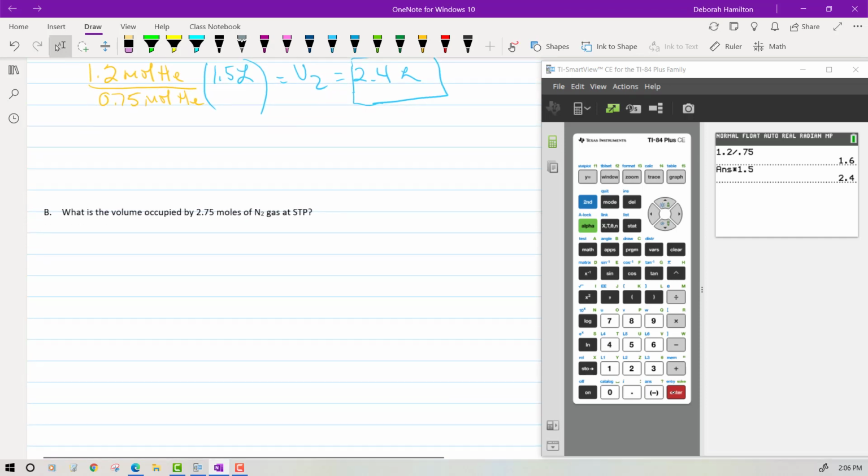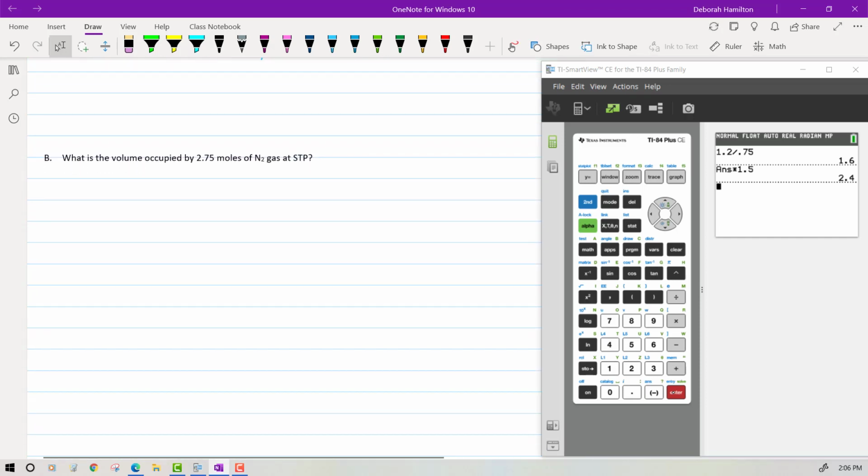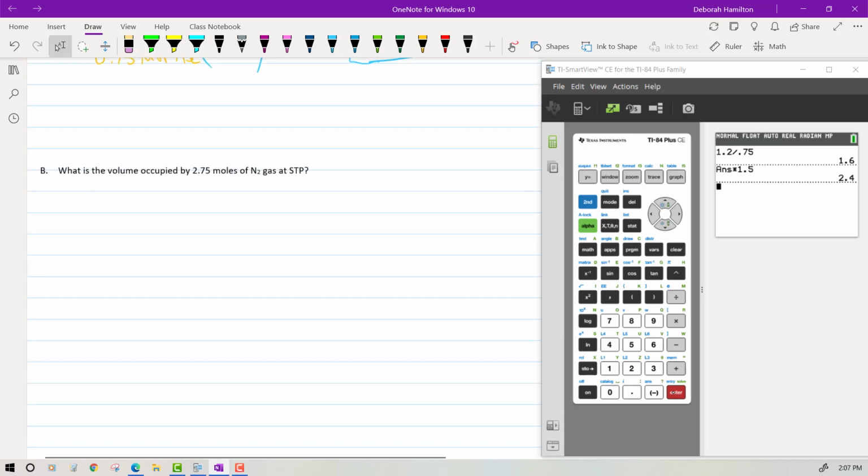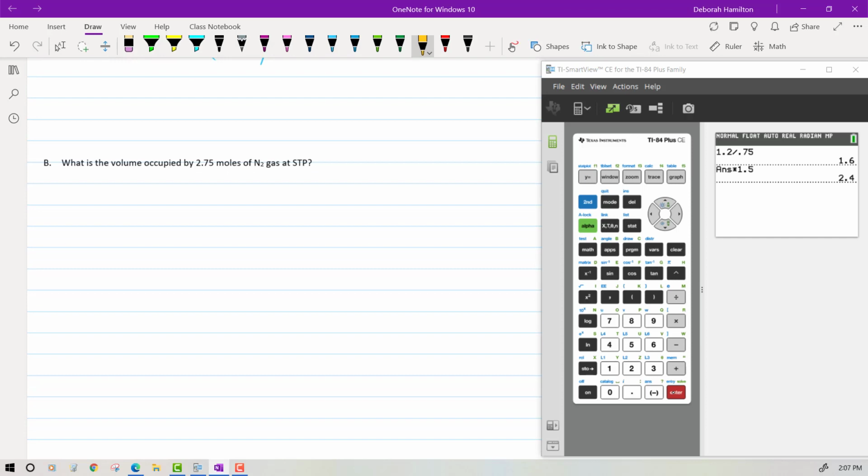Now let's try something a little different. Here's the question. What is the volume occupied by 275 moles of N2 gas? Well, one thing you need to know is that 1 mole of any gas at STP is equal to 22.4 liters. STP is standard temperature and pressure. That's 1 atmosphere and 0 degrees Celsius, or 273 Kelvin. But that's how much any gas will occupy, this quantity of liters.